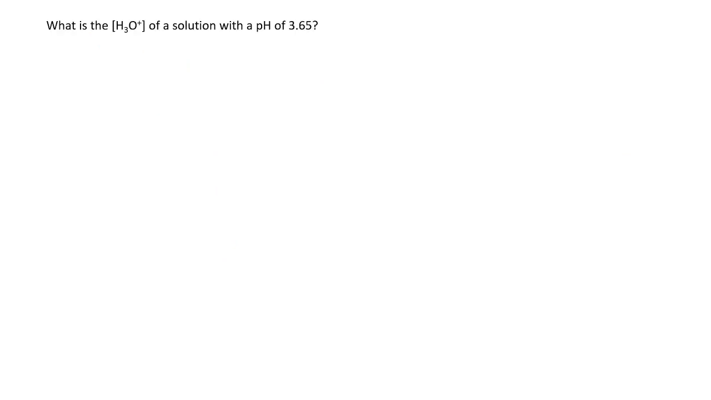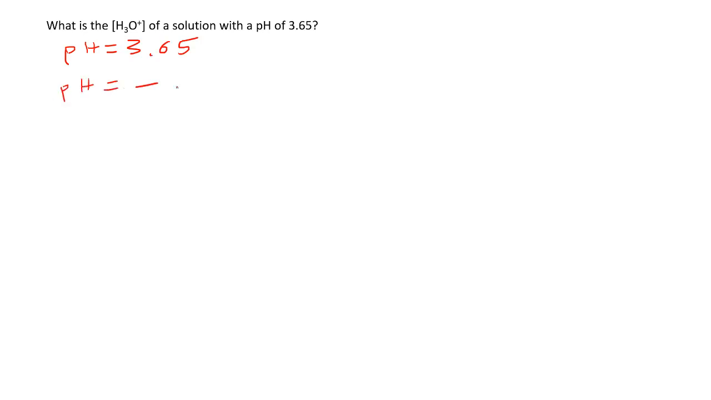So let's look at a second example. Let's go the other way. We have the pH, and now we want a concentration. So here, we're told that pH is equal to 3.65. Maybe our pH probe told us this. And we instead want to know what's the H3O plus concentration.